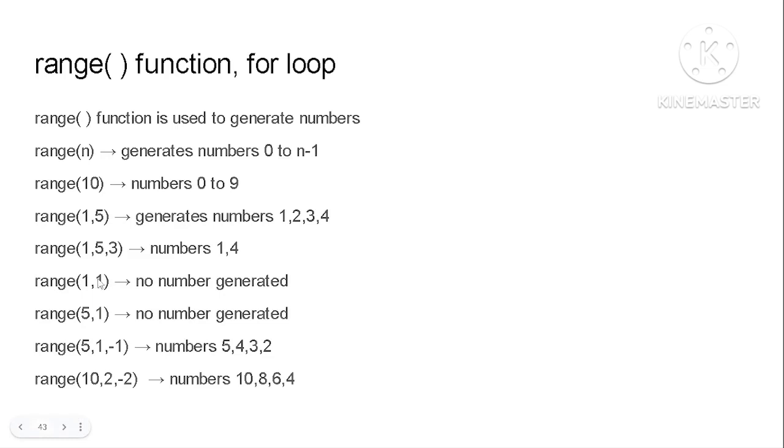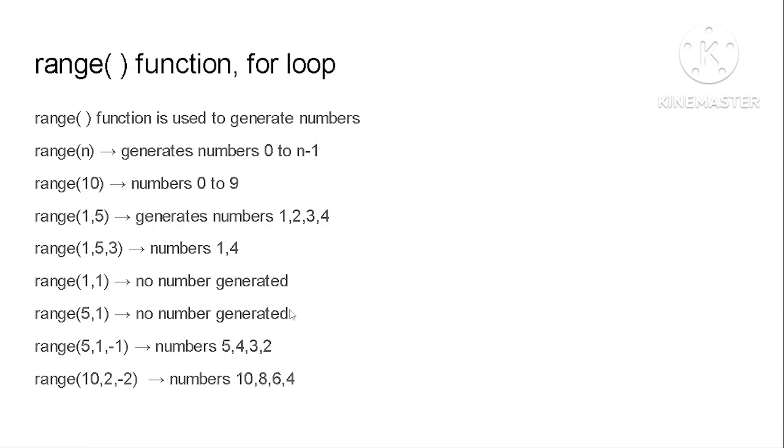So in case I give the upper and lower limit as the same number, no number will get generated. Same way, when you give a bigger number here and a smaller number here, a number will not get generated. But if you want to generate numbers in reverse order, you have to give a negative step value. So range of 5 comma 1 comma minus 1 will generate 5, 4, 3, 2, but 1 will not get generated because automatically every time the step value is stopped one step before. So 10 comma 2 comma minus 2 will generate numbers 10, 8, 6, 4.